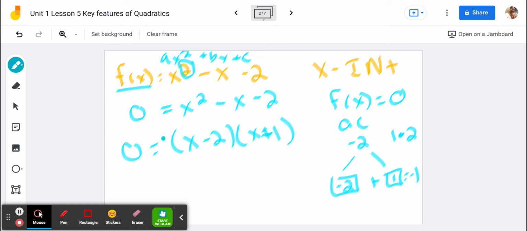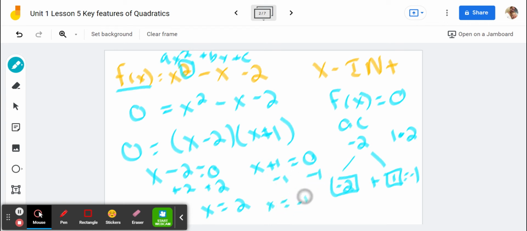All right, equals 0. Now, using zero product property, I can separate these because if I have something times something and it equals 0, something there is 0. So therefore, I can say x minus 2 equals 0 or x plus 1 equals 0. And just simply solve these like our basic equations. So I can say x equals 2 or x equals -1.